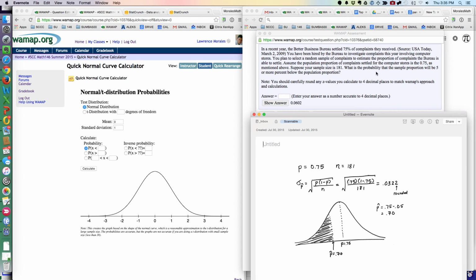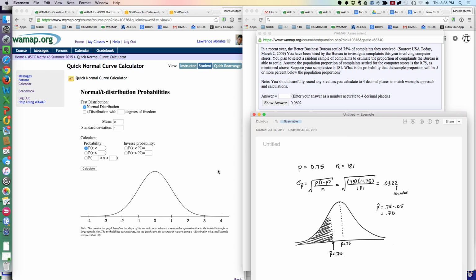We're asked about the probability that the sample proportion will be 5 or more percent below the proportion. So if I take 5% away from the population proportion, I get 0.70. And so we're asked for the probability that this sample is 5% or below. So anything to the left of this p hat equals 0.7. So we're looking for the probability that our sample here is here in this part of the normal distribution graph.